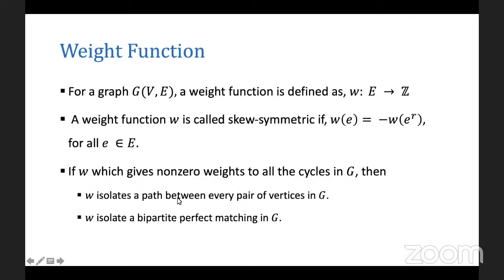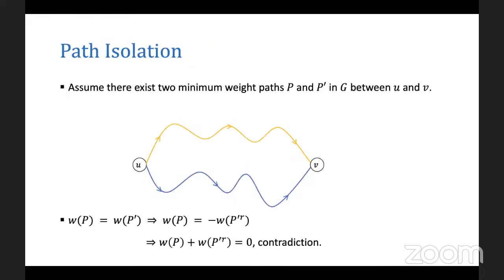I'll just show how such a weight function isolates the path between every pair of vertices in G. A similar argument can be used for arguing about isolating a bipartite perfect matching. So assume that we have a weight function W, which is skew-symmetric, and it assigns non-zero weight to all the cycles in the graph. Now, for the sake of contradiction, assume that we have two paths P and P prime between a pair of vertices U and V, such that both P and P prime are of minimum weight. Since they are of minimum weight, they must be of equal weight.